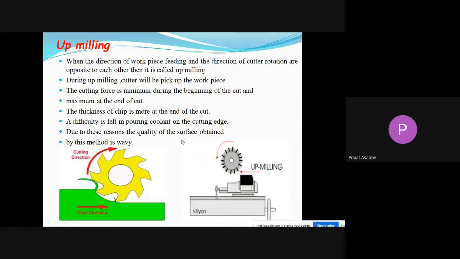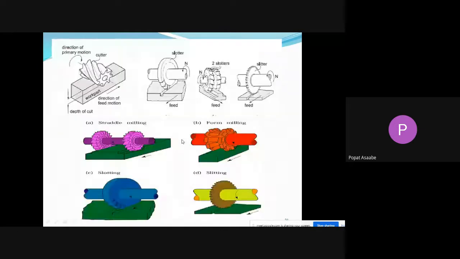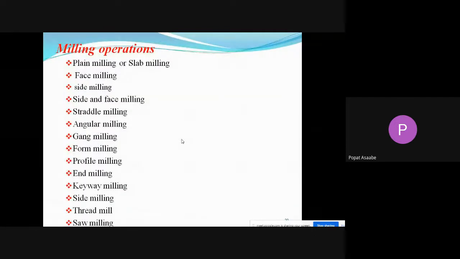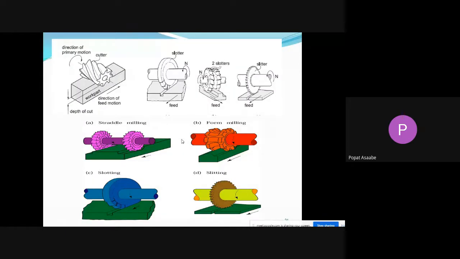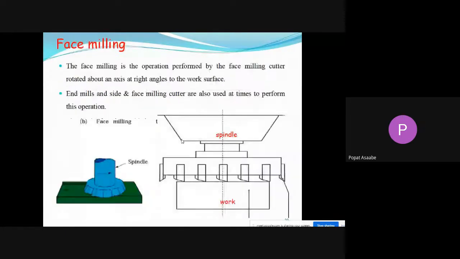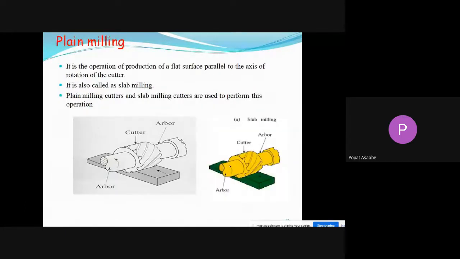In today's lecture, we are going to discuss which operations we can perform on milling machines. There are different types of operations, and one by one we will see them here. Along with that, we will also discuss the different types of cutters used on the milling machine for performing the different types of operations. That point we will discuss in today's lecture.